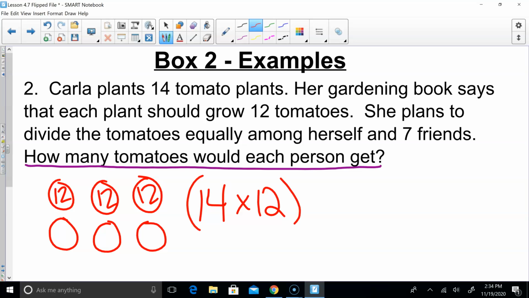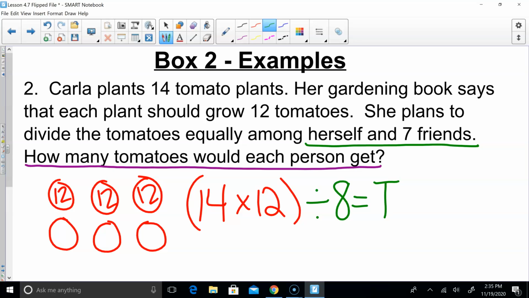And now I figure out how many people are there. This is the one that we see a lot of people say, oh, she has 7 friends, 7 friends. But if we read carefully, she plans to divide the tomatoes equally among herself and 7 friends, which would mean she would need to include herself in that count. So it wouldn't be 7 people, it would be 8 people equals, we'll go T for tomatoes.